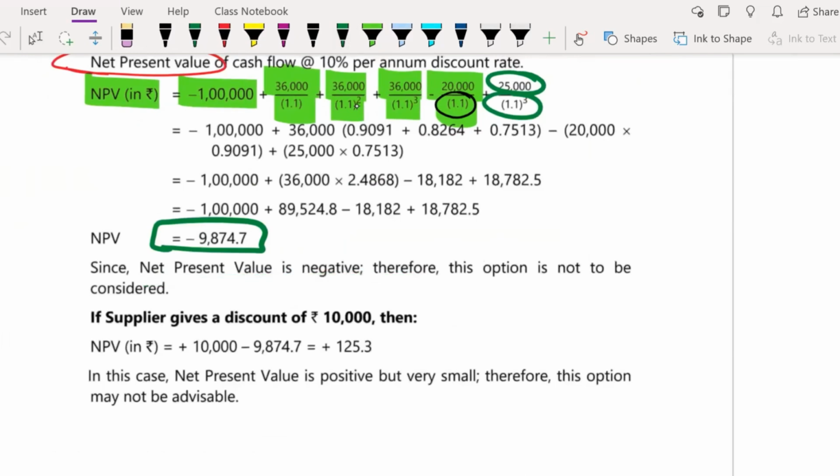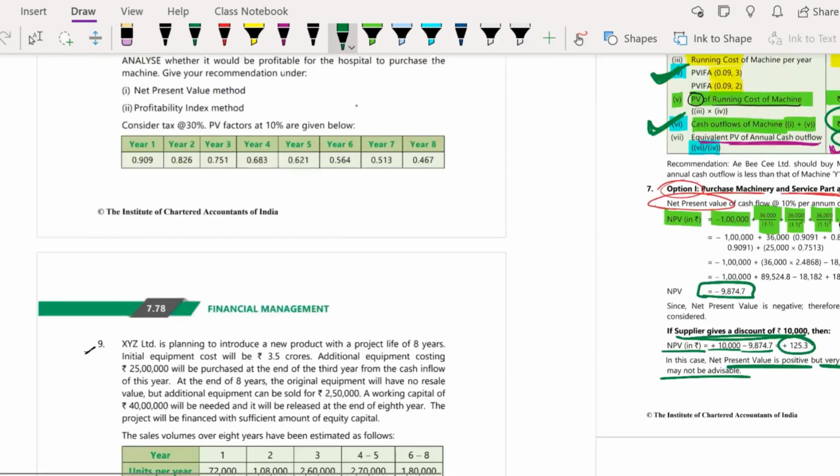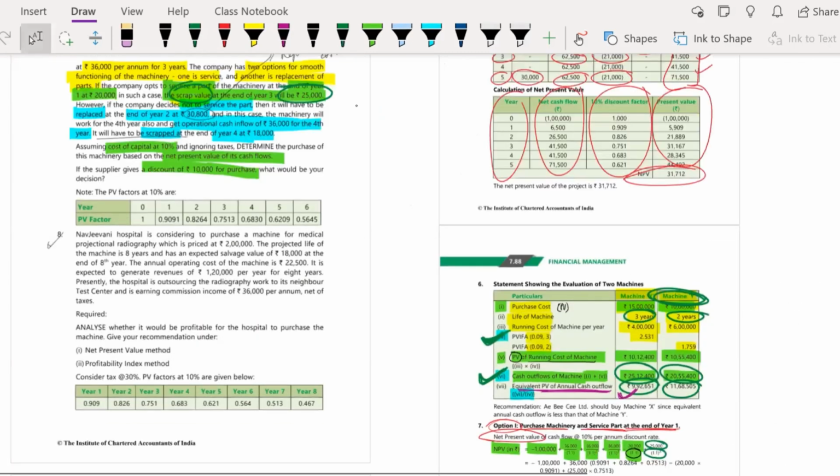Okay, but in case the supplier gives you a discount of 10,000 rupees, then in such case your NPV will be 10,000 minus 9,874. Then you will get your NPV as positive. But since here the NPV value is positive but a very small amount, this option is not advisable.